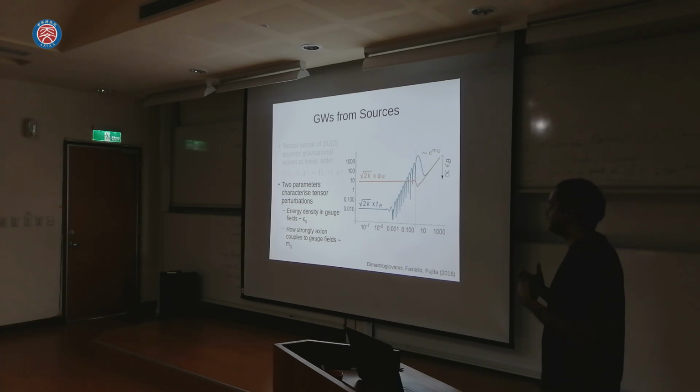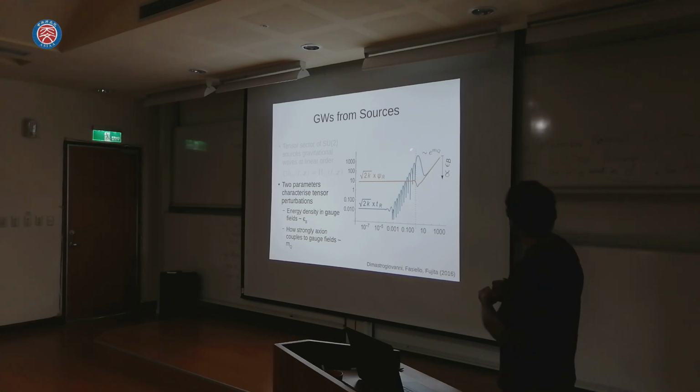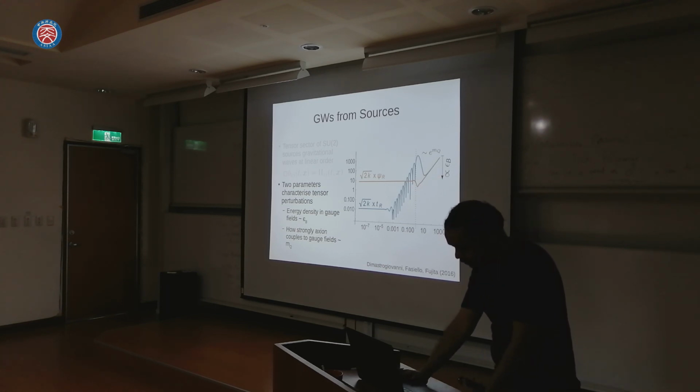And then once you have some energy in this tensor part of the gauge field, general relativity tells us that this can lead to a curvature of space-time or gravitational waves, depending on what its energy density is. That is controlled by this parameter epsilon B. So the larger epsilon B is, the more is the amplification of the gravitational wave.